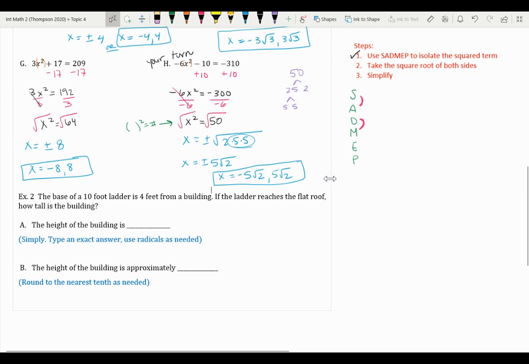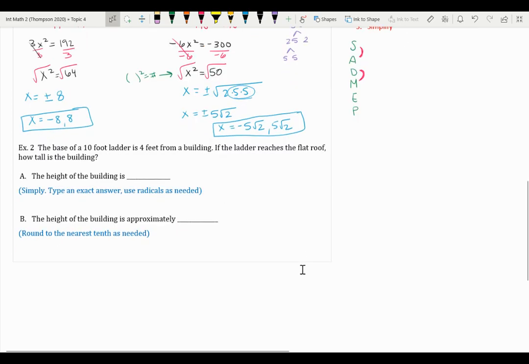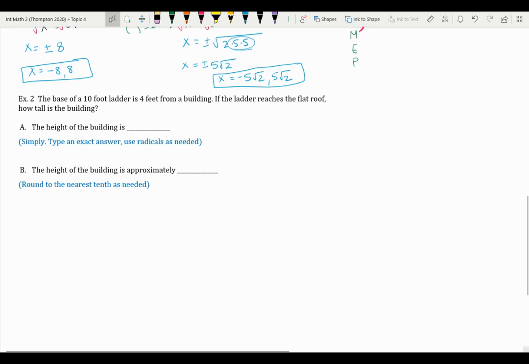All right. Math starts getting way cooler when I start talking about putting it in context, right? What I could do with this in real life. So example 2 is just that. It's a word problem for you. I'm going to scroll down, and I'm going to come up with a little drawing for us here.